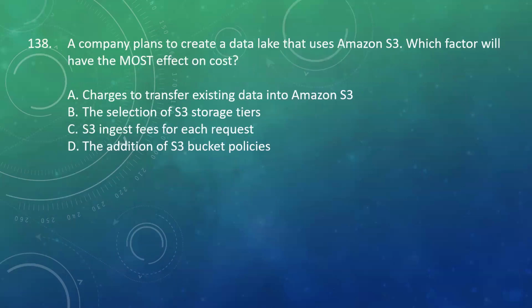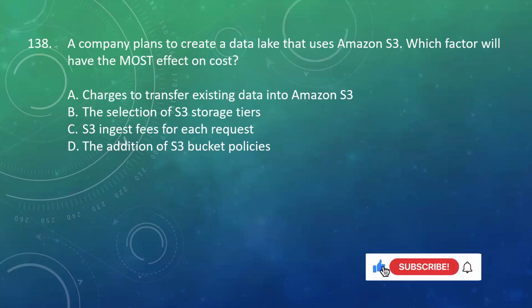A company plans to create a data lake that uses Amazon S3. Which factor will have the most effect on cost? Your options are charges to transfer existing data into Amazon S3, the selection of S3 storage tiers, S3 ingest fees for each request, the addition of S3 bucket policies.